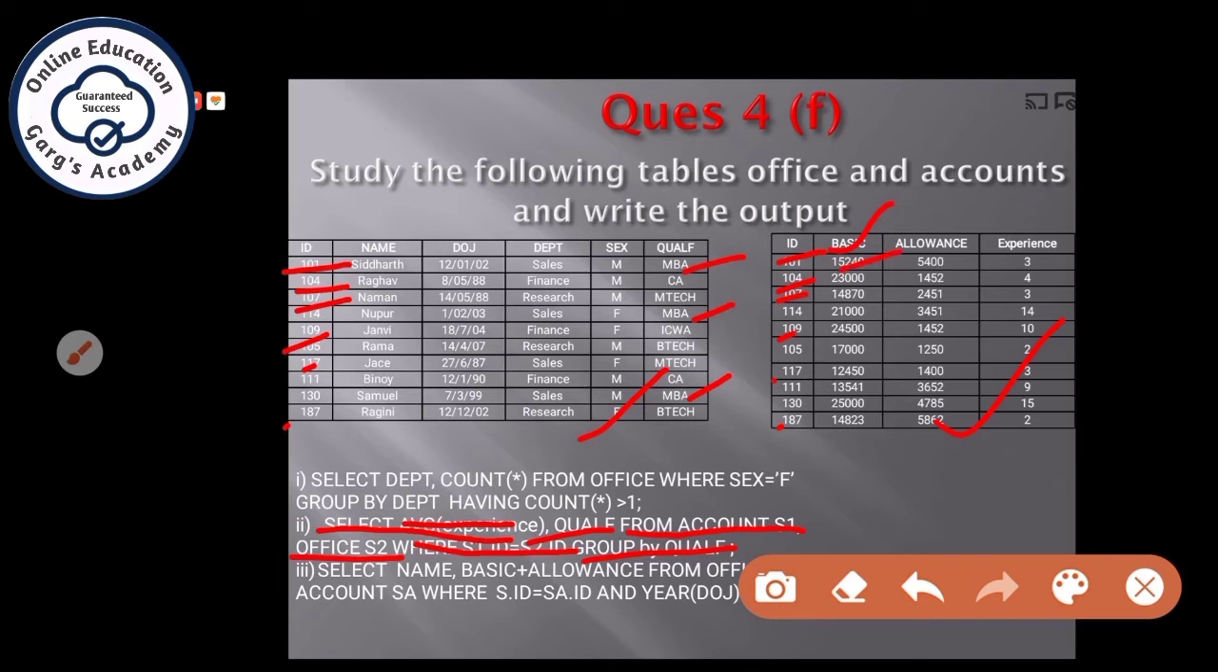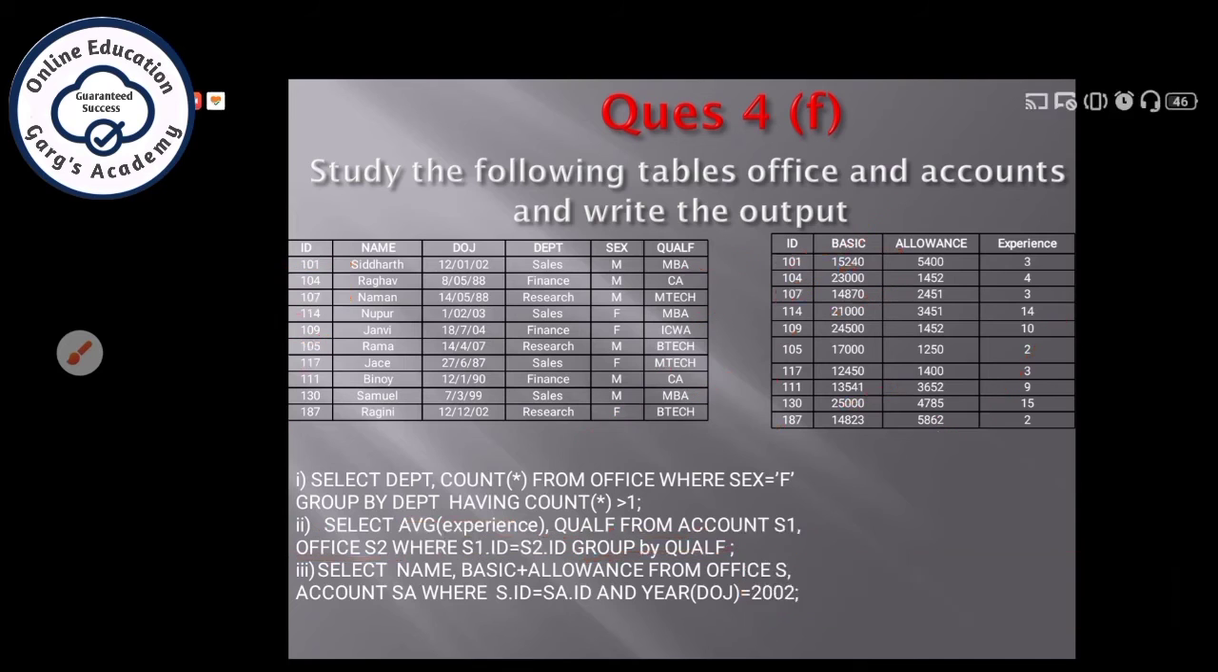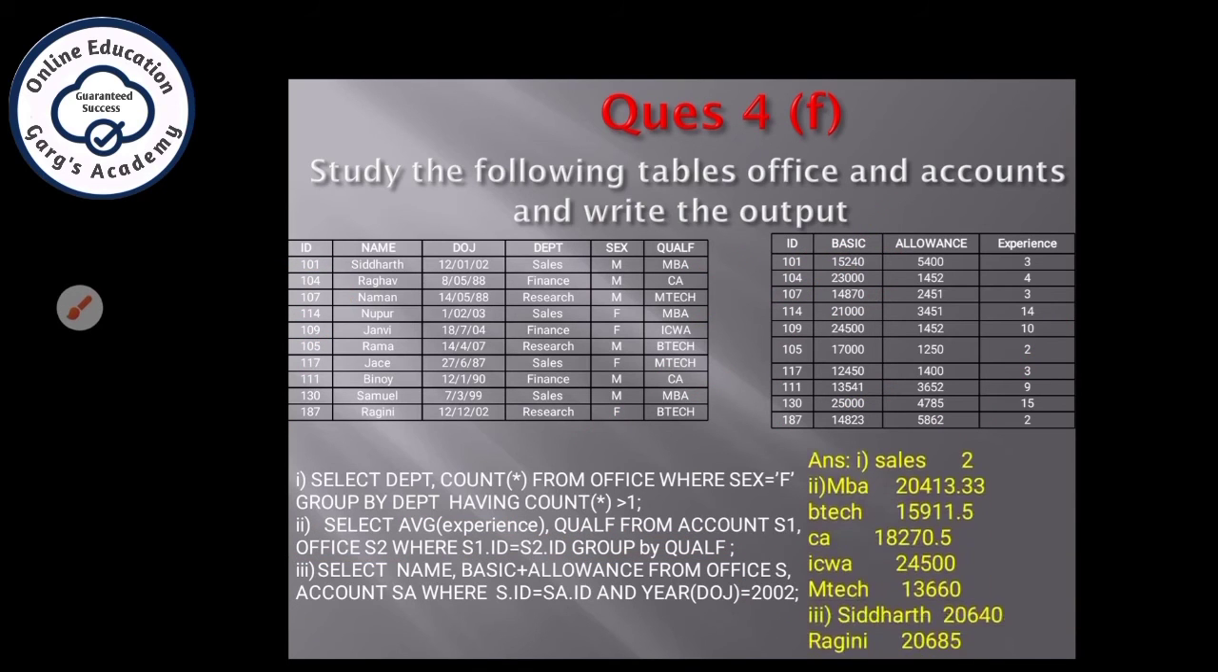Now you will find the basic salary average, means add the basic salaries of all the candidates and divide them by the number of candidates. So for MBA you will calculate the basic salary average by adding these 3 and dividing by 3. So the answer will be like this. For MBA 20,413, and for BTech, CA, IC, WA and MTech you will find in the same way.